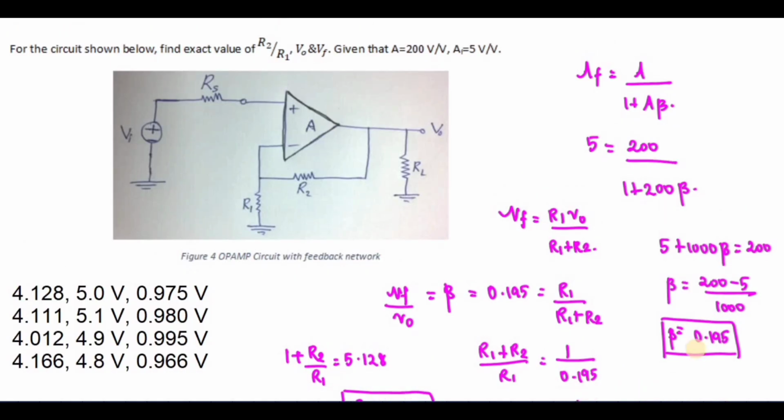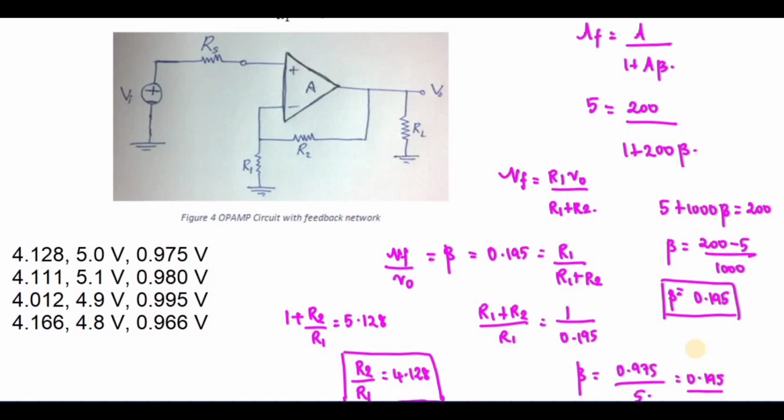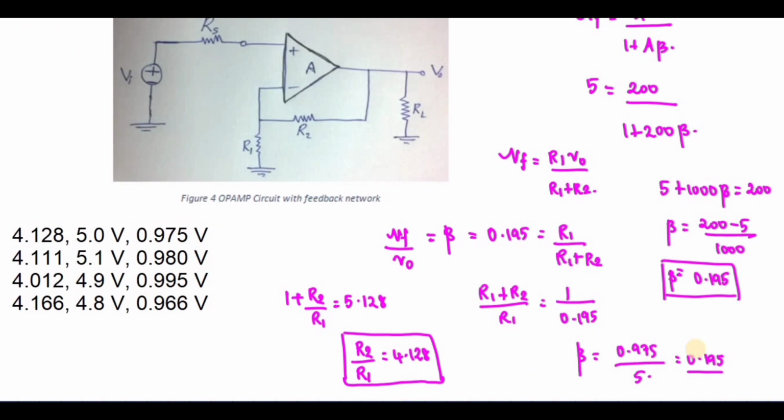I have known the value of A and beta also. You substitute in the first equation, AF is equal to A divided by 1 plus A beta.